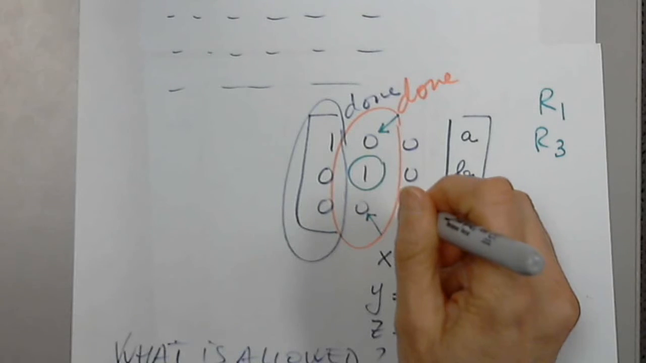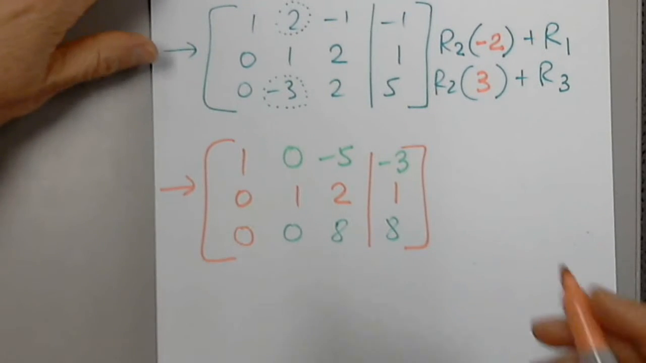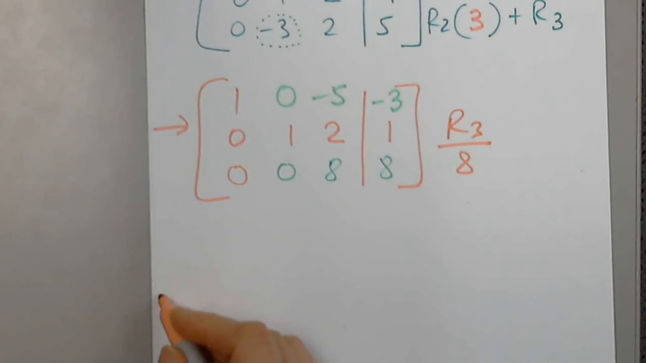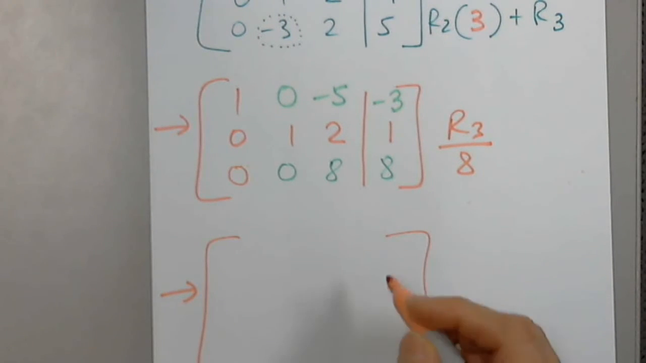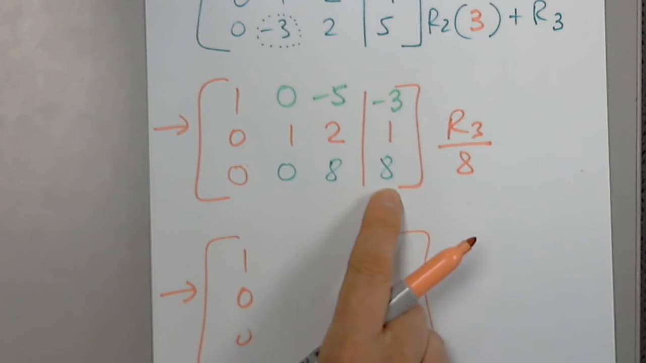Exactly. I need a 1 in here. Can I obtain a 1 in here? What should I do to both sides of the third row? Divide both sides by? That's it. So R3 divided by 8.